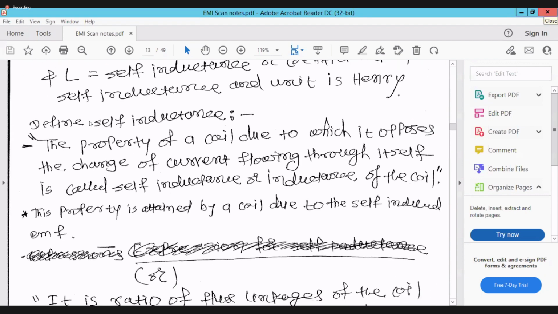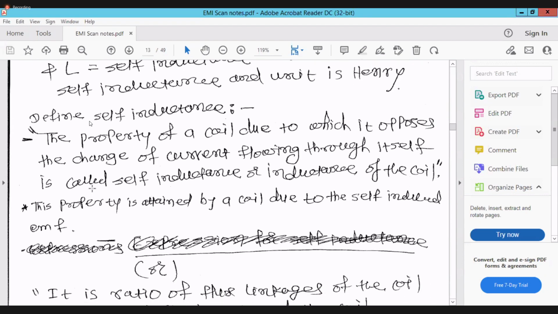See, what is the basic definition of the self-inductance? The property of the coil due to which it opposes the change of current flowing through it itself is called a self-inductance or inductance of the coil. This property is attained by the coil due to the self-induced EMF present in the coil.